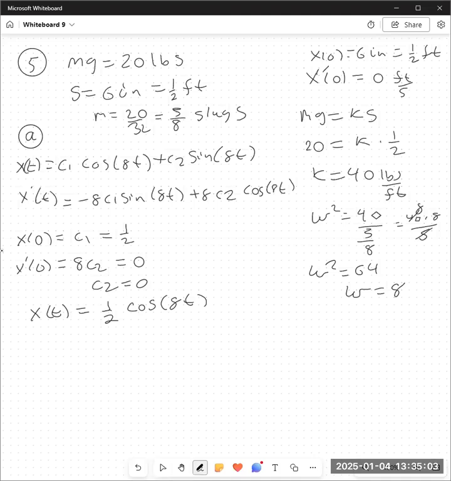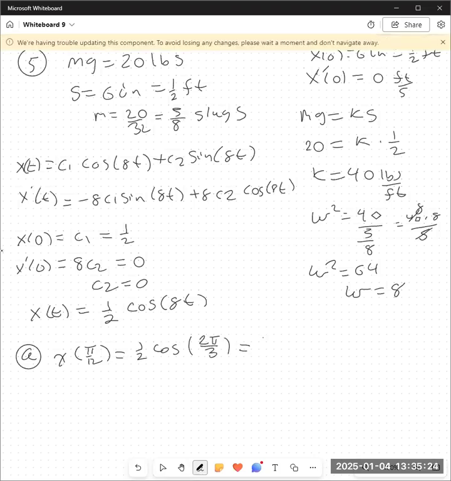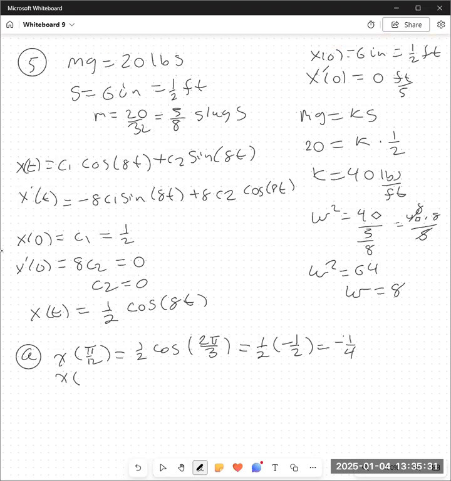And then on part A, we're asked to find x of pi over 12, which is 1/2 cosine of, when I multiply that, 2 pi over 3, which is -1/2, and half of that is -1/4. x of pi over 8 is 1/2 cosine of pi. When I multiply that out, it's 1/2 times -1, which is -1/2. These are all in feet because they're position.